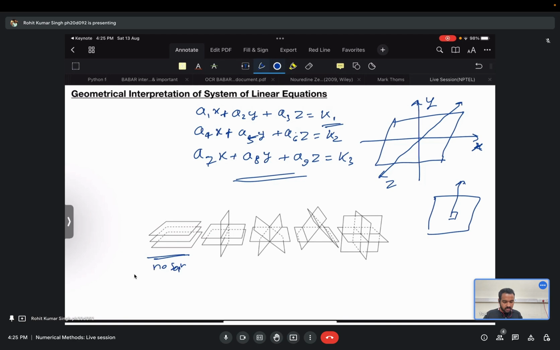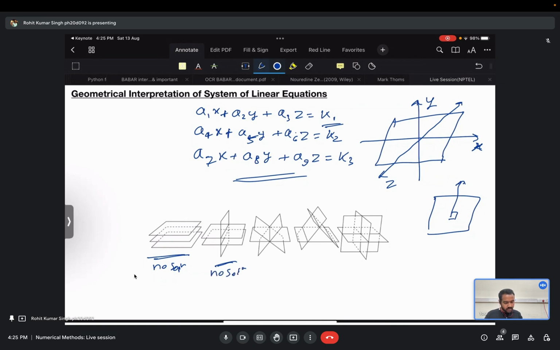Similarly, you can have 2 planes having the same normal. That means 2 planes are parallel, and another plane is cutting through them. In this case also, you will have no solution, because you don't have a unique set of points for them, so it's also a no solution case, right?